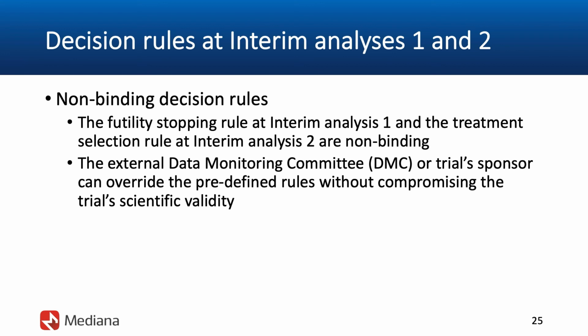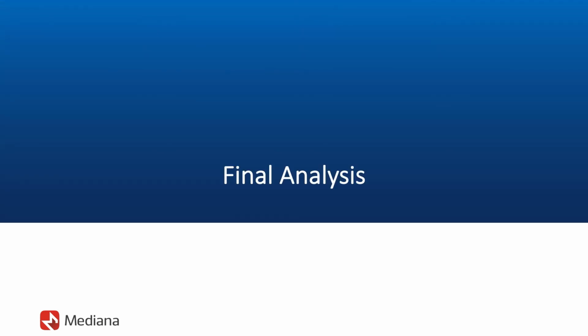And if there are any deviations from the predefined decision rules, it is important to provide a justification. Otherwise, the medical or scientific community will simply not accept the results of an adaptive trial. This last section deals with rules and statistical inferences that will be applied at the final analysis.